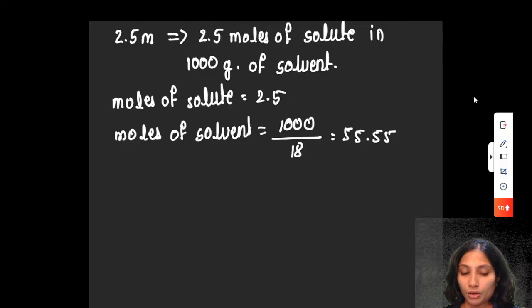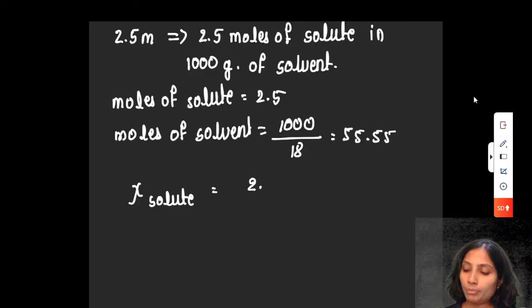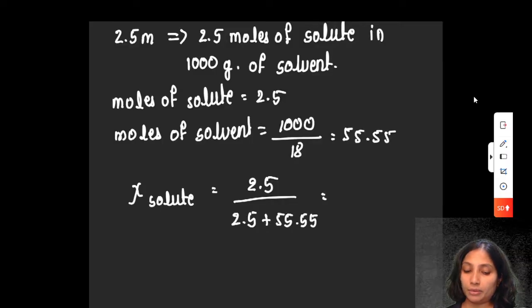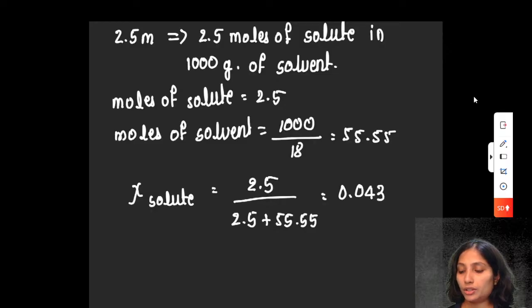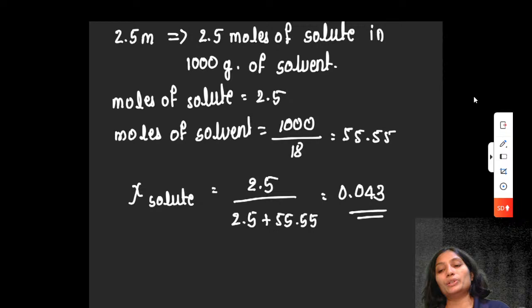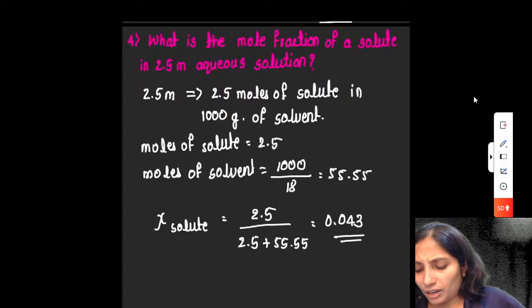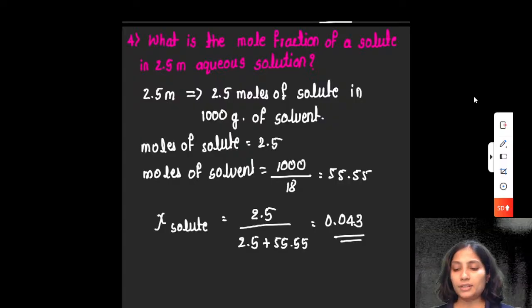Now calculate mole fraction. Mole fraction of solute is asked. Mole fraction of solute is equal to number of moles of solute divided by total number of moles, 2.5 plus 55.55. This is nothing but 0.043. So this is the mole fraction of solute. This is how you will solve this question. It's a very simple one, and I think we have covered most of the things in this.